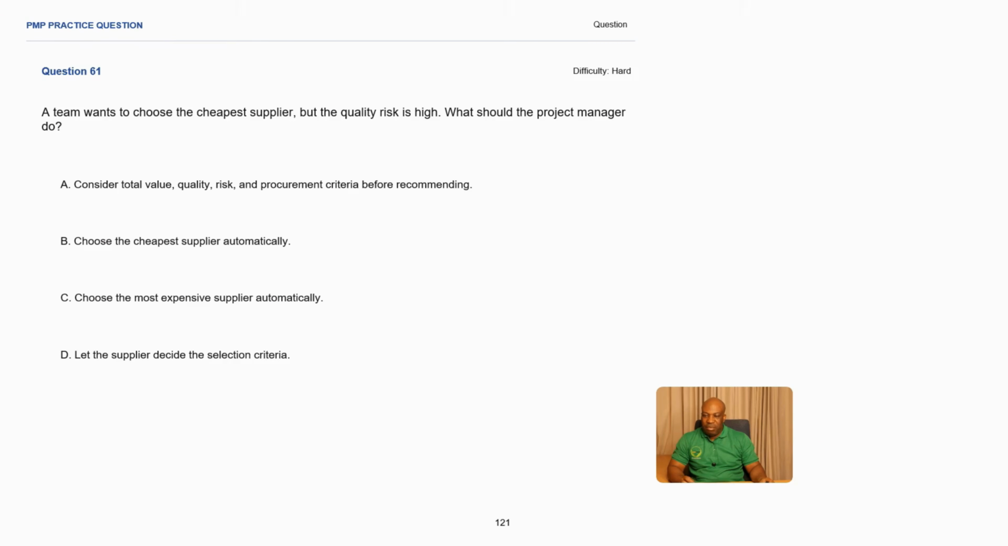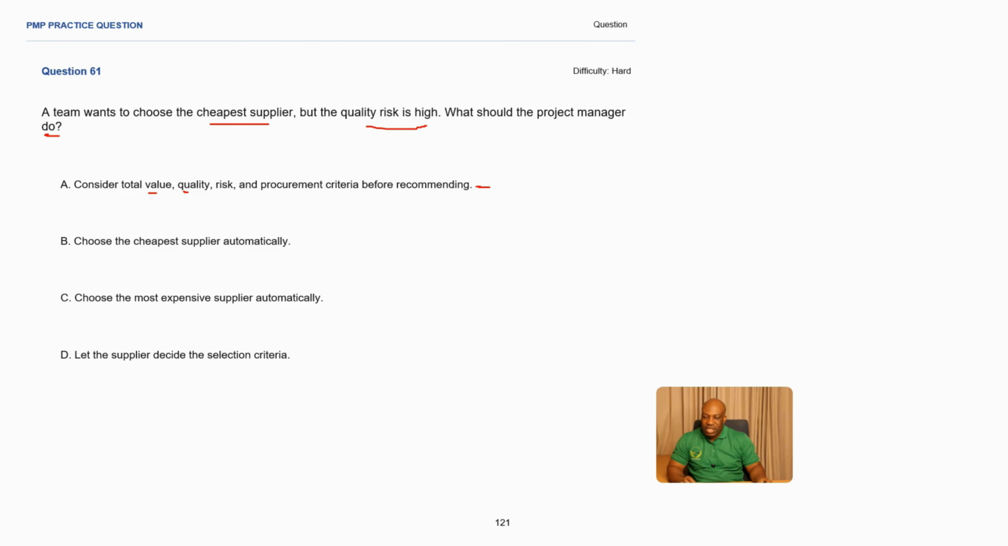Practice question number 61. A team wants to choose the cheapest supplier, but the quality risk is high. What should the project manager do? Okay, so what is our problem statement here? The team wants to choose the cheapest supplier, but the quality risk is high. What should the project manager do? A, consider total value, quality risk, and procurement criteria before deciding. I like this one because they are considering value here and also the quality.